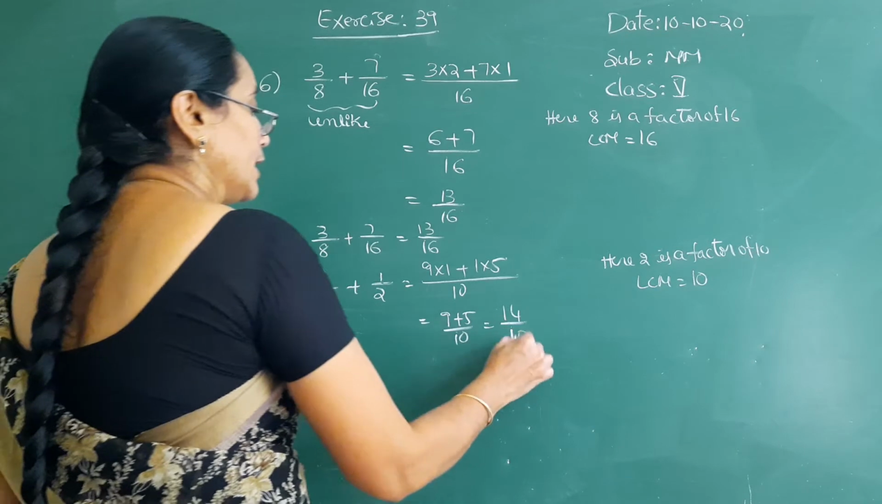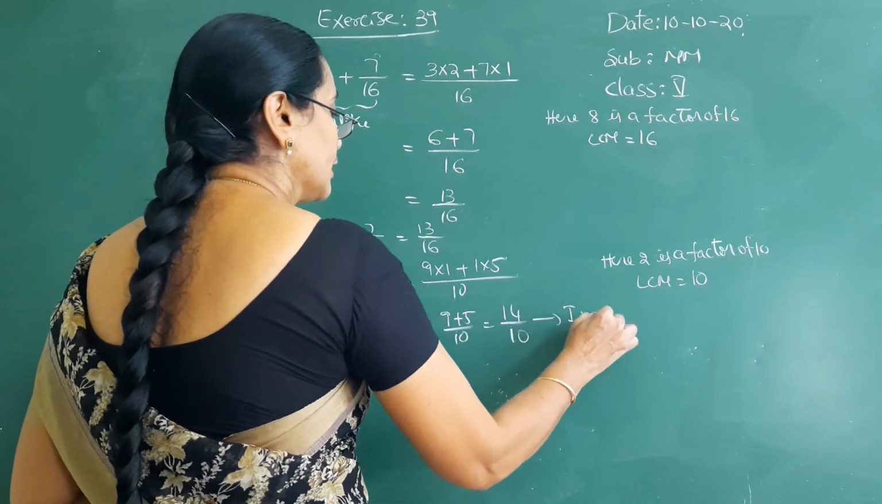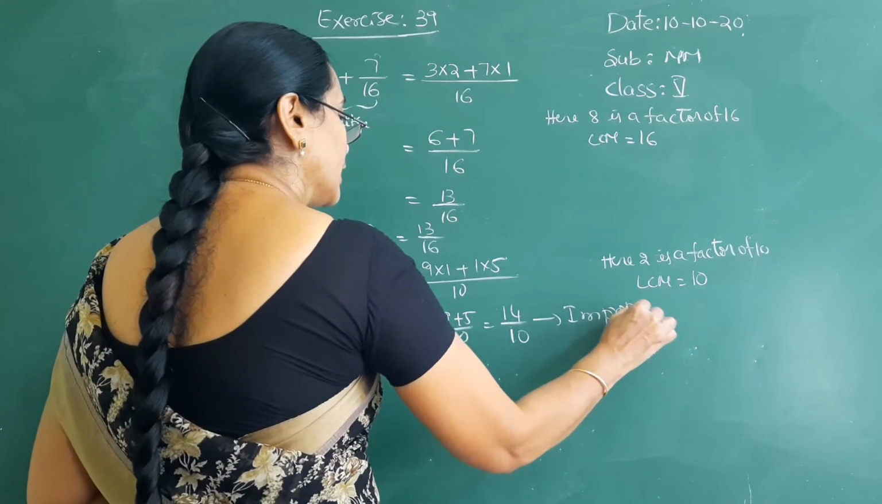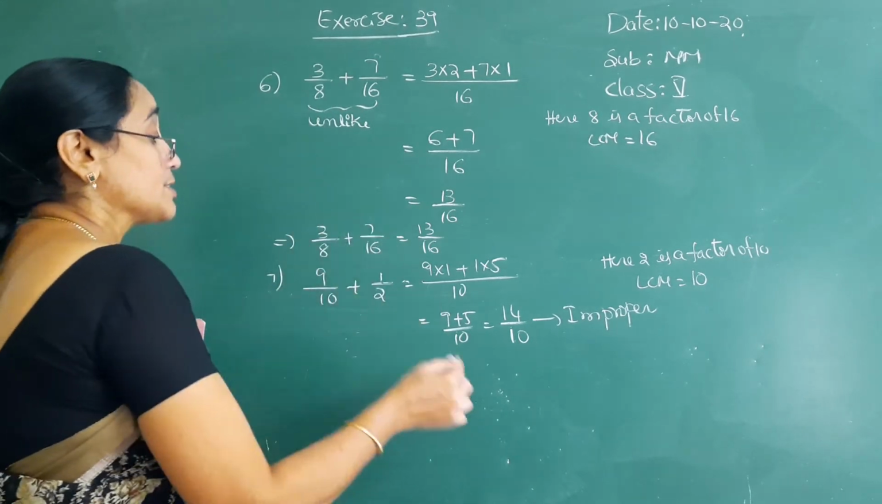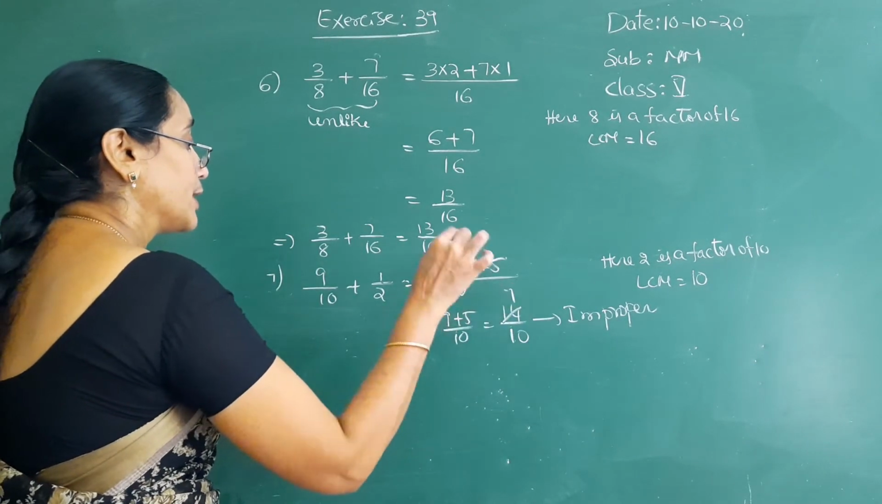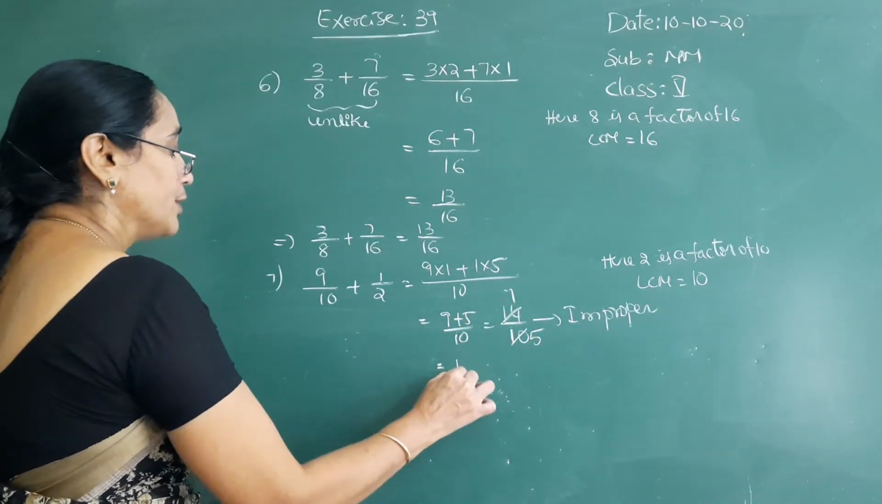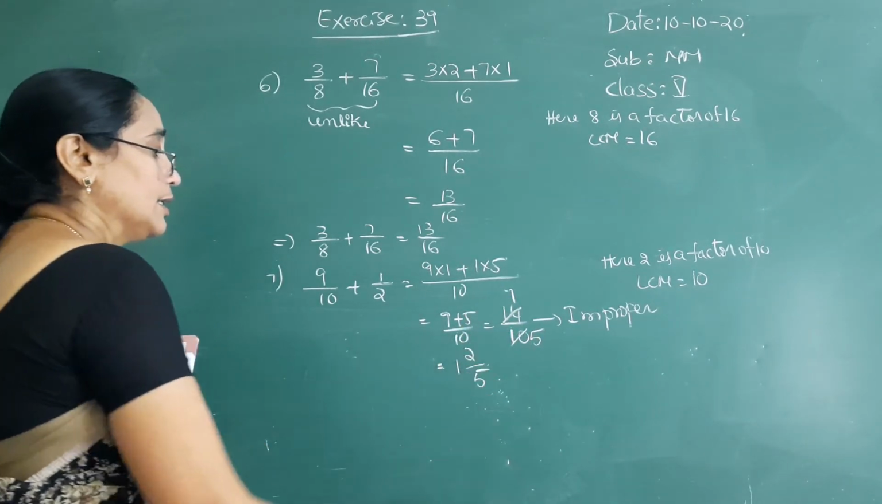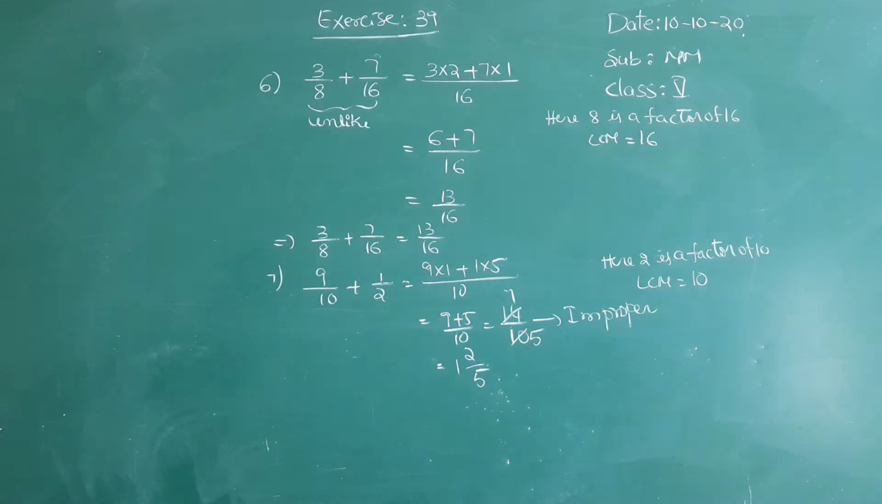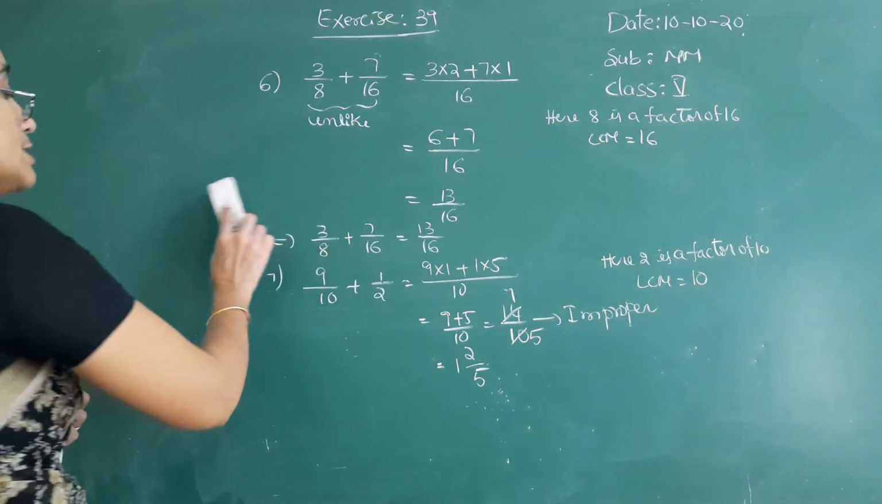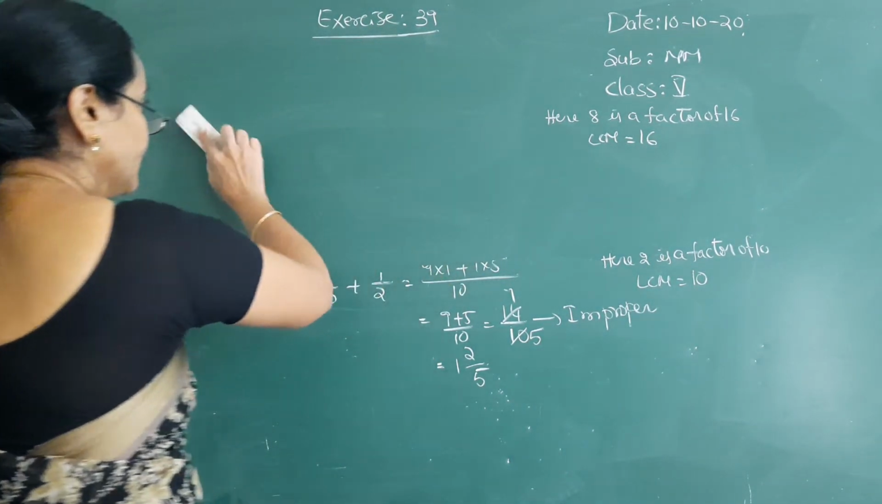Here 14 by 10 is an improper fraction. We have to convert improper into mixed. First we have to divide this by the common factor 2. 2 7s are 14, 2 5s are 10. 7 by 5. 5 1s are 5, remainder 2 by 5. The answer is 1 2 by 5. Okay. See the next problem.